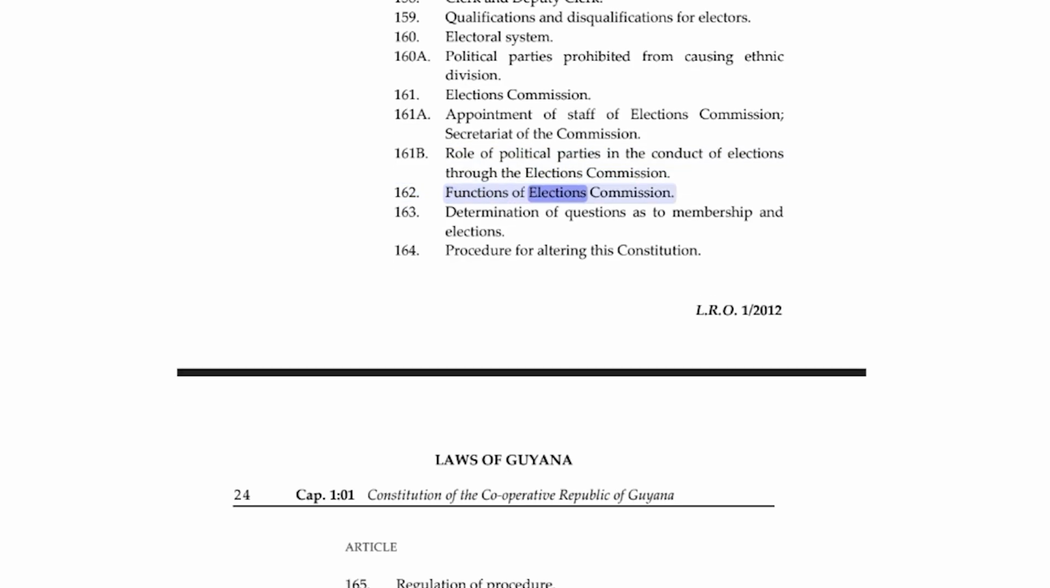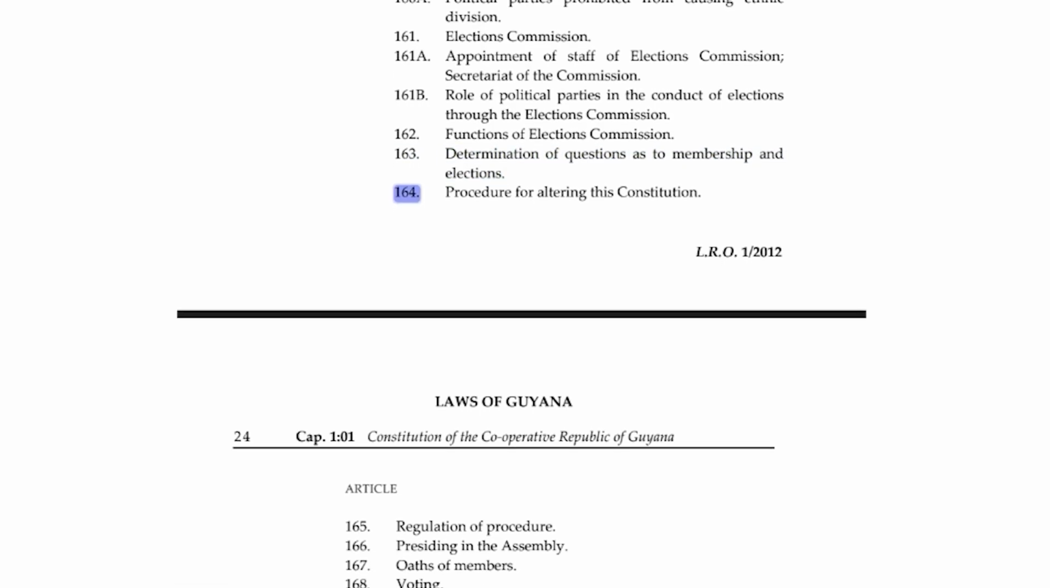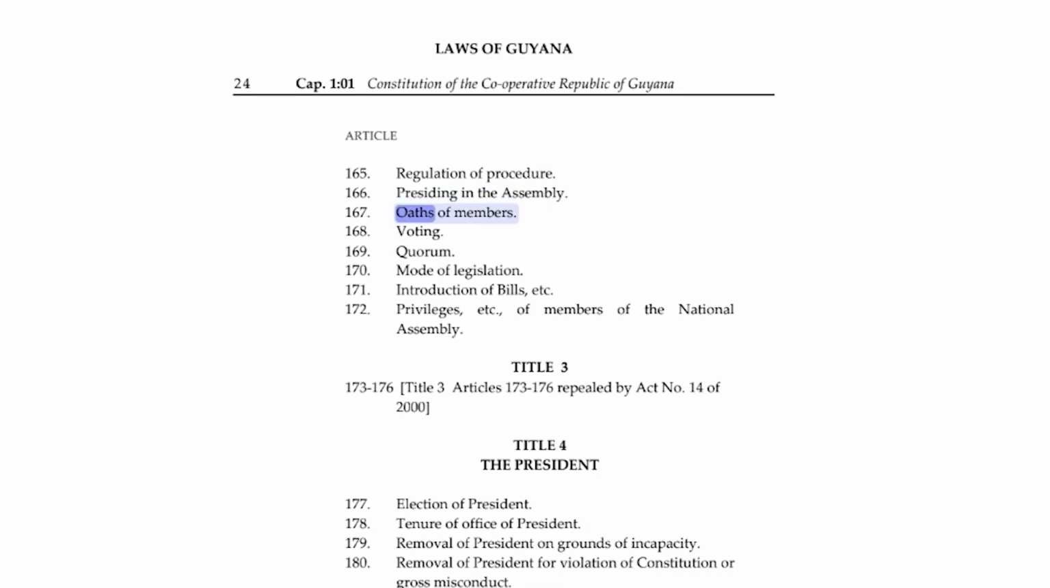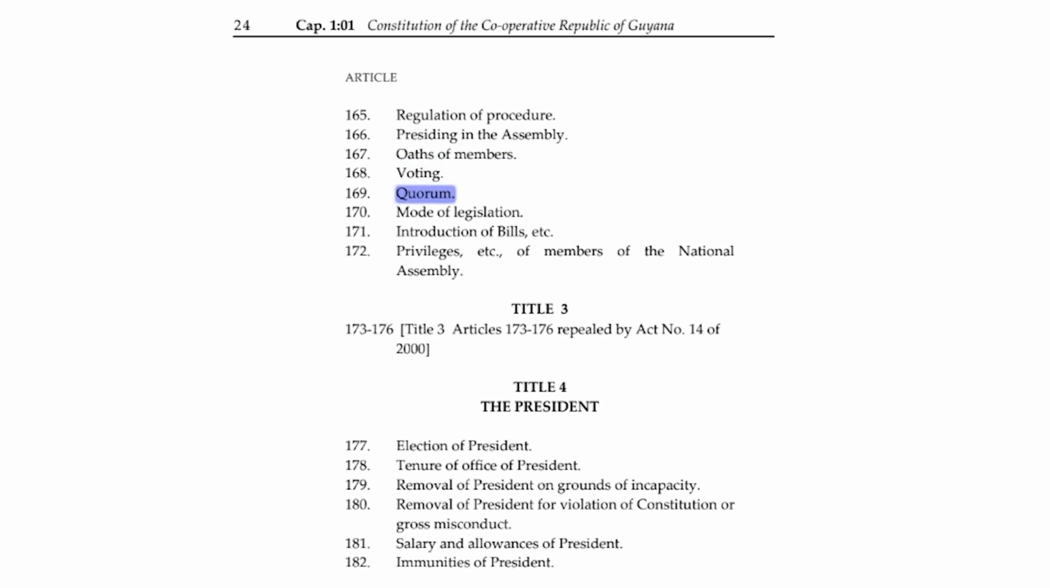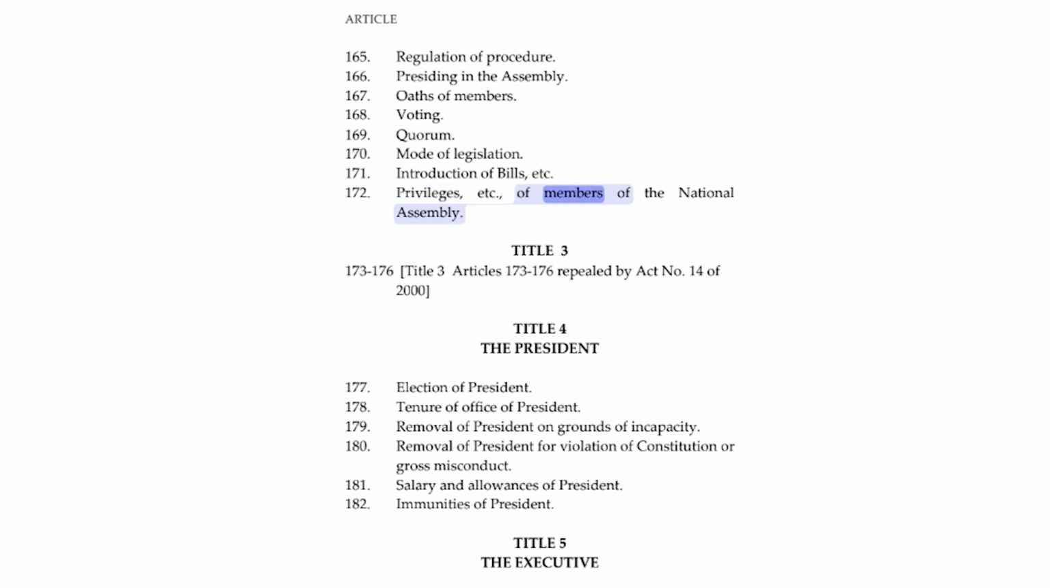162. Functions of Elections Commission. 163. Determination of questions as to membership and elections. 164. Procedure for altering this Constitution. Regulation of procedure. Presiding in the Assembly. Oaths of members. Voting. Quorum. Mode of legislation. Introduction of bills, etc. Privileges, etc. of members of Assembly.